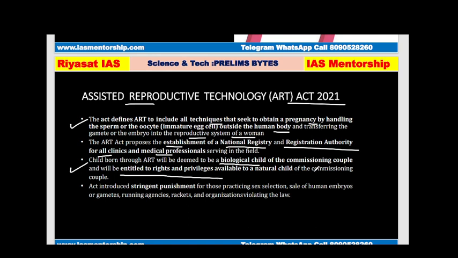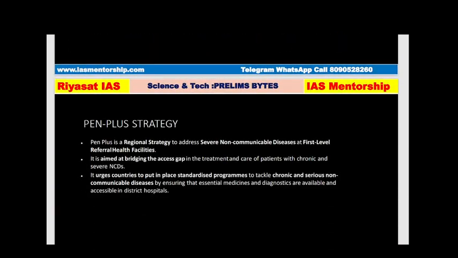बेसिकली बोला ये जा रहा है कि इस टेक्नोलॉजी से जो भी बच्चे रिप्रोड्यूस हो रहे हैं उनको वही राइट्स मिलेंगे जो नेचुरल बच्चे को मिलते आ रहे हैं, कोई चेंजेस नहीं है. This act also introduced stringent punishment for those who are practicing sex selection, sale of human embryos or gametes, running agency rackets, and so on. So this act is very important. You need to remember it.